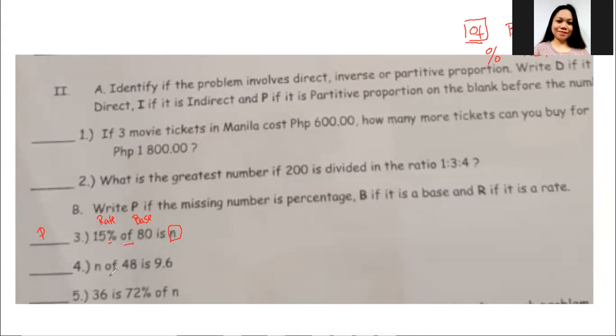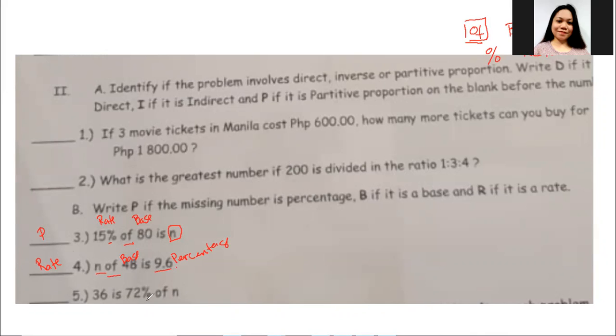Okay. N of, so therefore this is the base, the 48 is the base. This one doesn't have a percent, so therefore this has got to be the percentage. So therefore your N is your rate. That's the percent. That's the one that's missing.